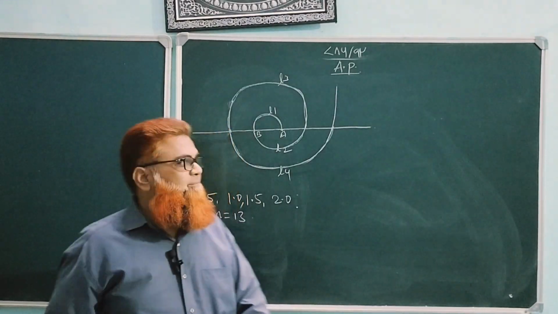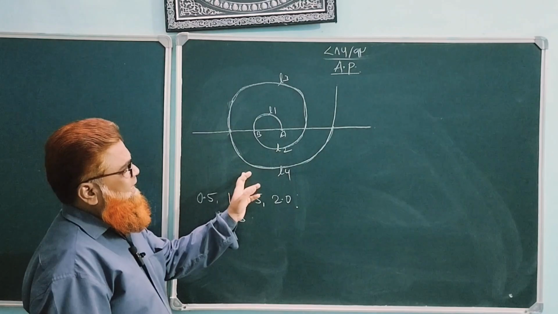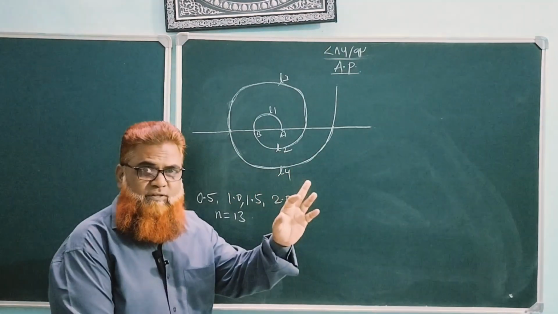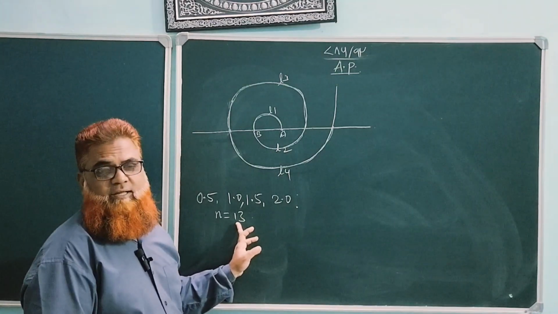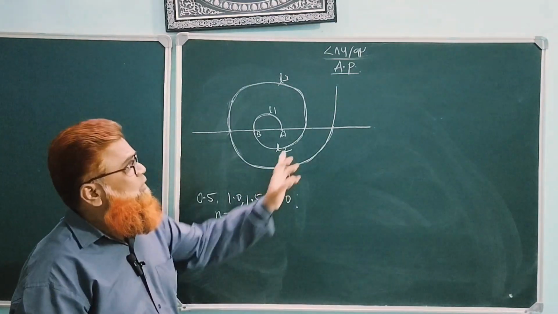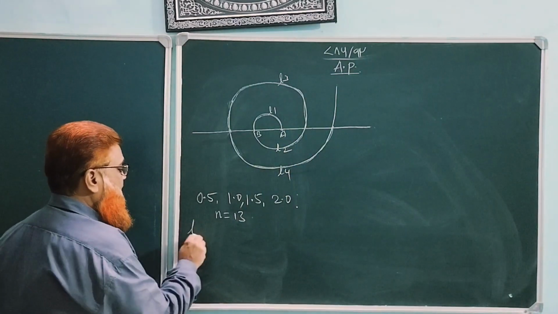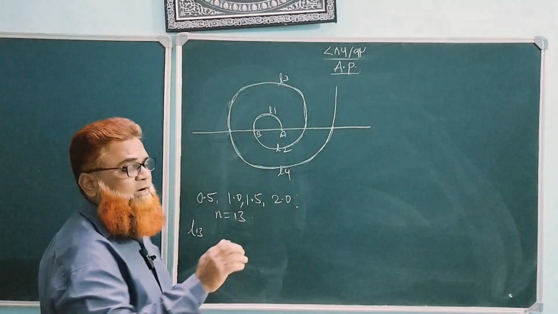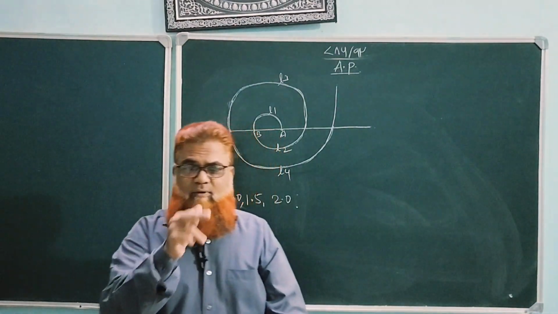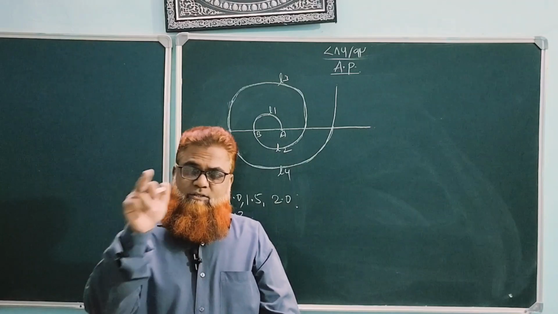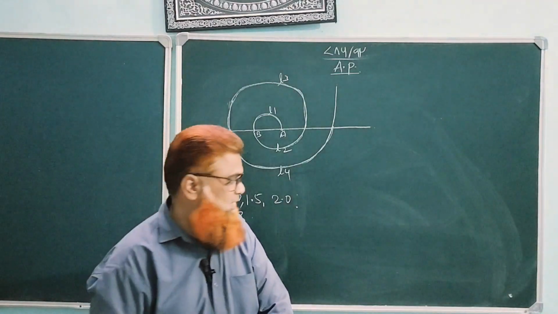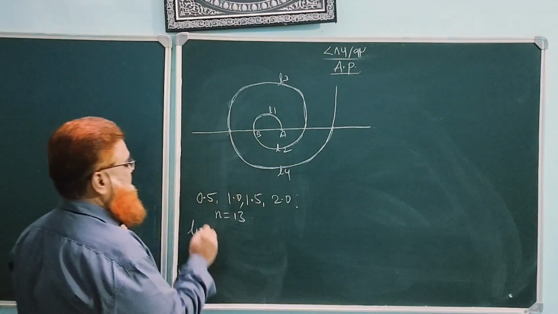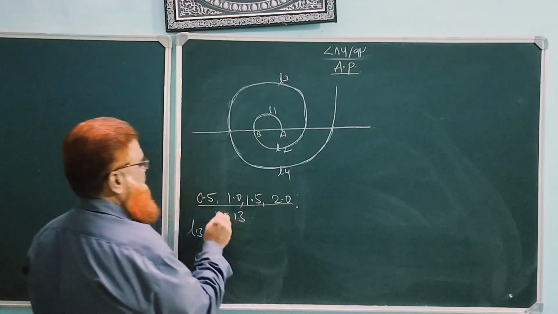Okay friends, see that we have to find the total length of the semicircles up to L13: L1, L2, L3, L4, and so on up to L13. We have to find what is the total length covered by these 13 semicircles. Let's see, is it in AP? Yes.